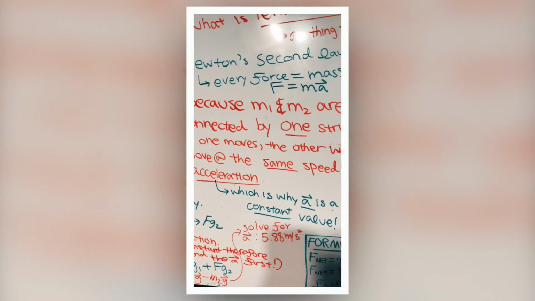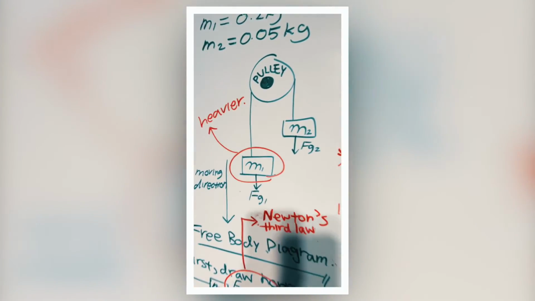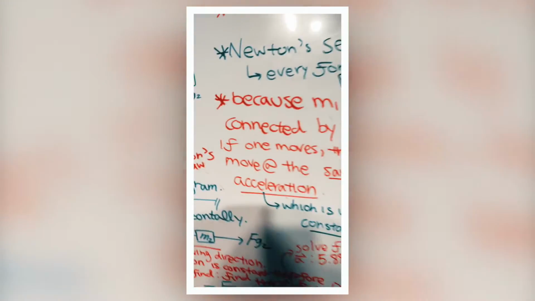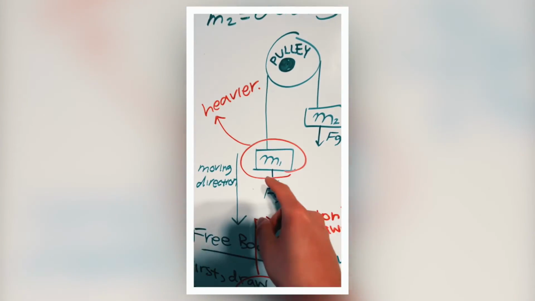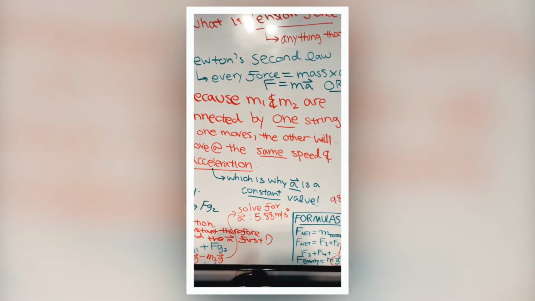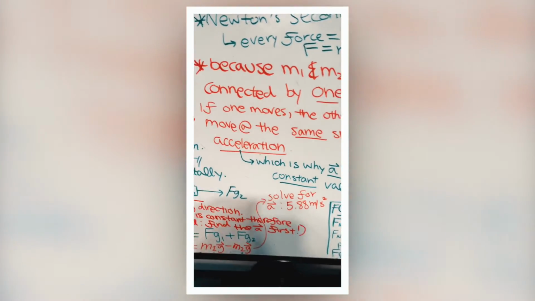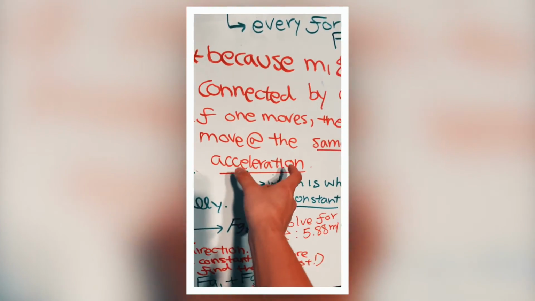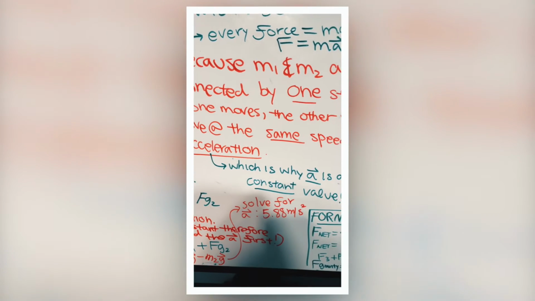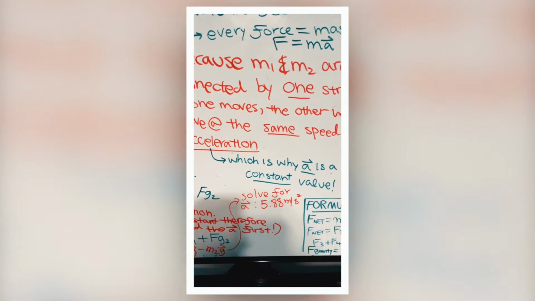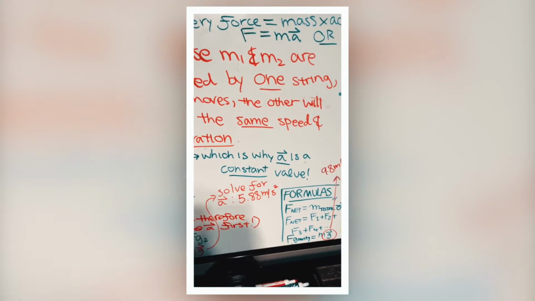And because M1 and M2, in this case, two objects, are interconnected by one string, if one of the weights moves, the other will also move at the same speed and acceleration. This part is really important because this acceleration, which is a constant value, helps us to solve the equation in a more efficient manner.